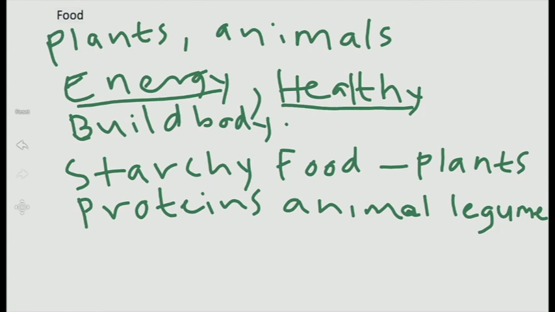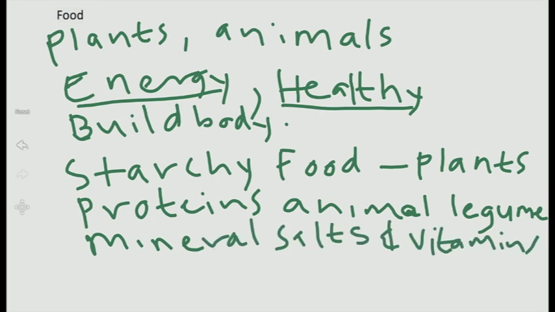So we need also the nutrients where we will be getting mineral salts. Both animals and plants will provide us with this, the mineral salts and the vitamins. So the body needs to grow, the body needs to be functioning, the body needs to be healthy. Where does it get all this help? From the food that we eat.